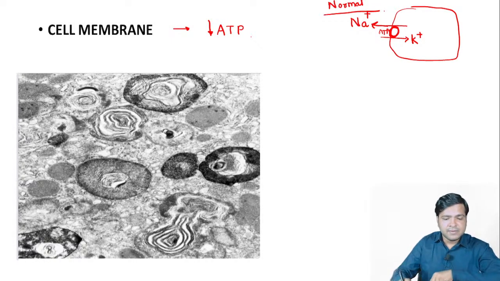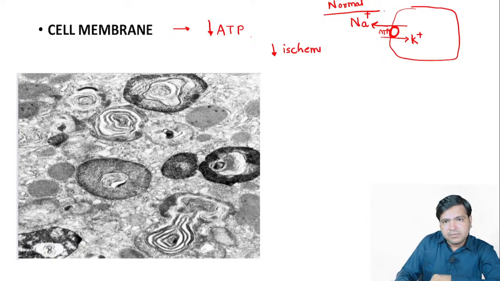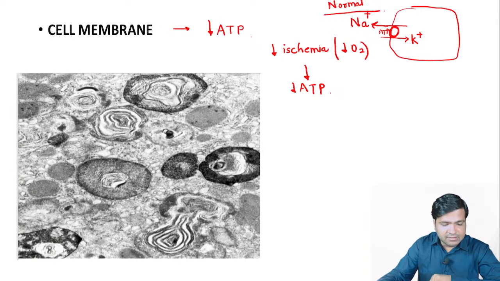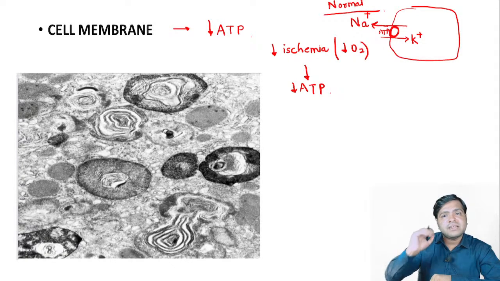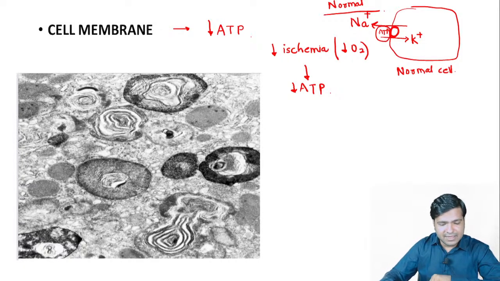Suppose there is ischemia, that is, a decrease in blood supply to the organs. You already know it means a decrease in oxygen, and if there is a decrease in oxygen, there is a decrease in the amount of ATP, because it is oxidative phosphorylation which is involved in the production of ATP. So the oxidative phosphorylation will decrease. Now what will happen, guys? This was a normal cell, but now the ATP production is decreasing.